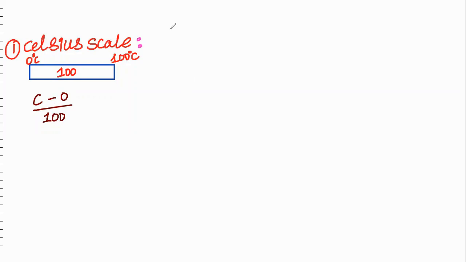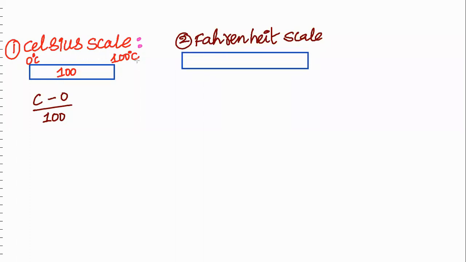The other scale is the Fahrenheit scale. The spelling is like this: Fahrenheit. This Fahrenheit scale consists of a total of 180 divisions. The lower fixed point is the melting point of ice, and the upper fixed point is the boiling point of water. The total number of divisions is 180.